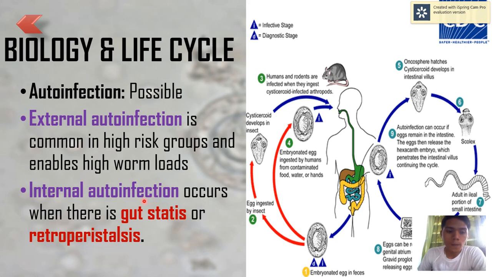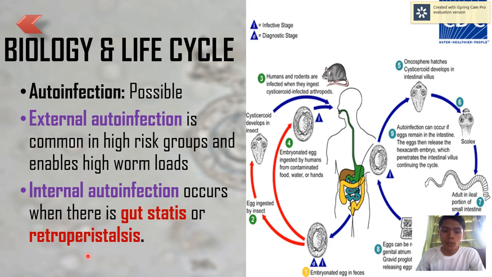The internal auto-infection happens internally. So this happens when there is a gut stasis or retroperistalsis. So internal auto-infection is when the eggs that are released by the proglottids mag-remain lang siya sa small intestine. So dili siya ma-passed out with the stool. Mabilin siya sa small intestine. And this is because of the retroperistalsis. Ang retroperistalsis is a reverse movement of the smooth tissue of the small intestine. And it is caused by irritation sa small intestine. That's why na-reverse or abnormal movement sa small intestine.